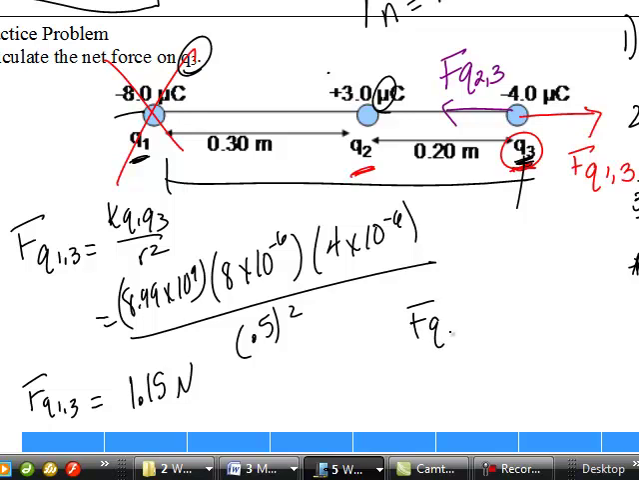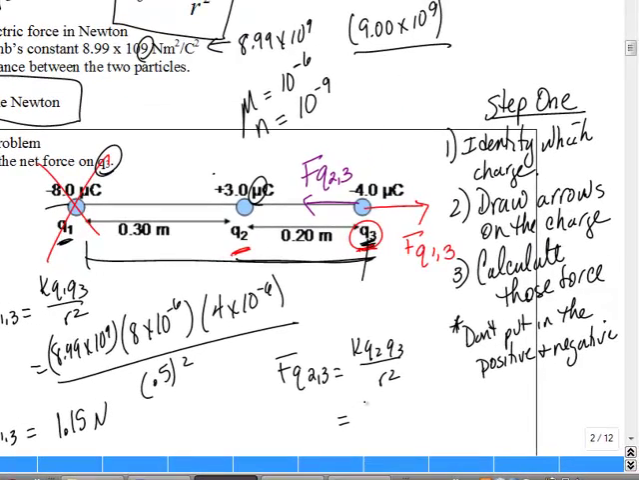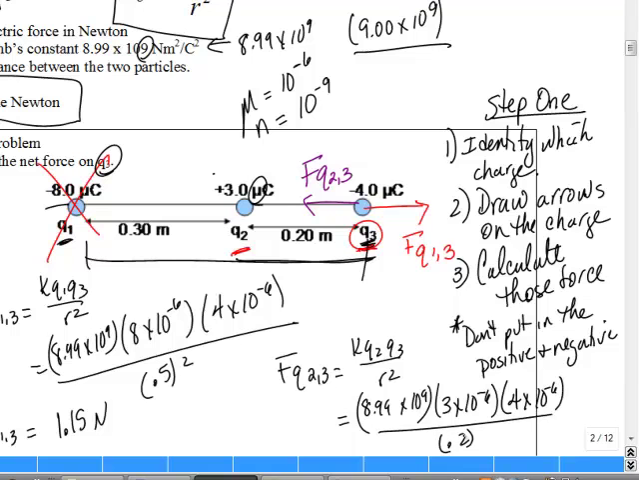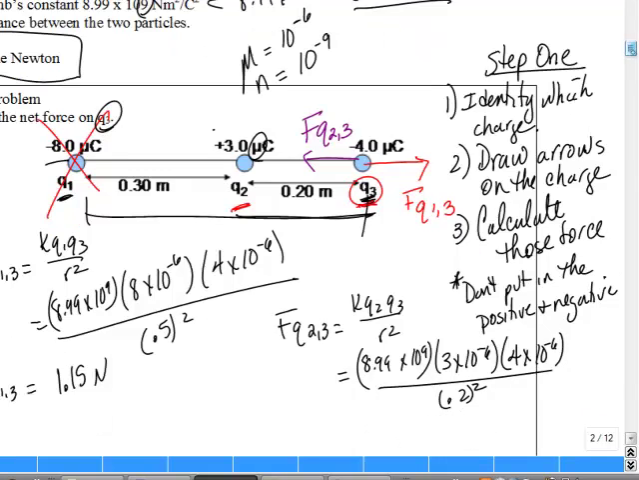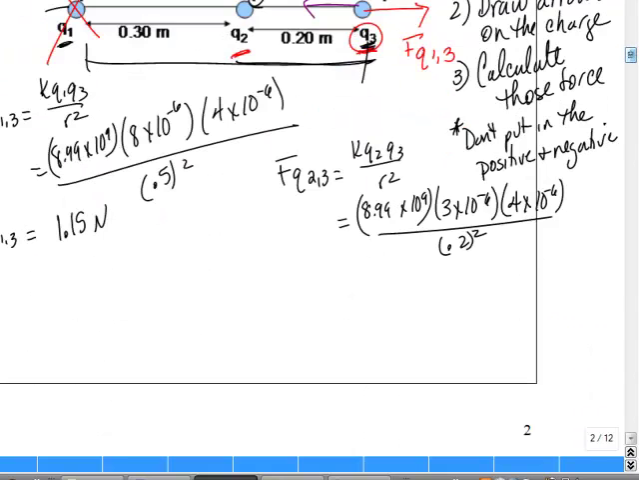I need to calculate the force between Q2 and Q3. Conceptually, you should see that this force will probably be stronger. Why is it going to be stronger? Because it is closer. Hopefully you see that that is R squared, so that'll have a bigger impact than our Q values. And so we'll take our 8.99 times 10 to the 9th, multiply that by 3 times 10 to the minus 6th, then multiply that by 4 times 10 to the minus 6th, and divide by 0.2 squared. And so we will plug that into our calculator.